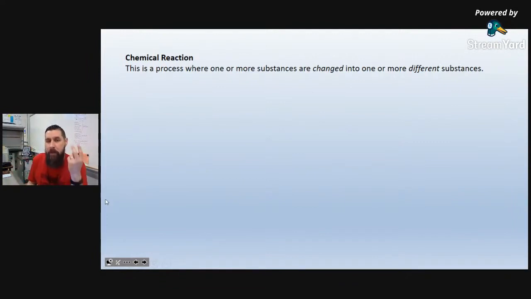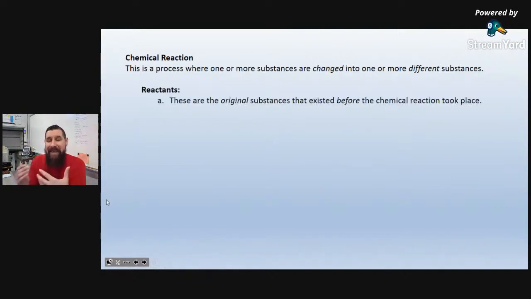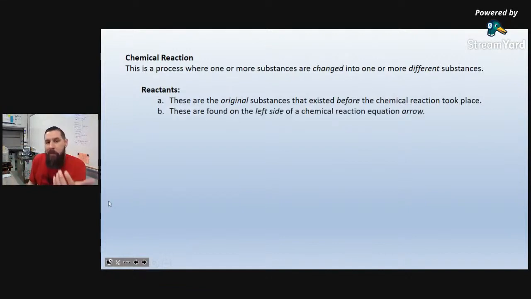And a chemical reaction is composed of two parts. The first of those are your reactants. These are your original substances. This is what exists before they undergo a chemical change. Within a reaction equation, these are going to be found on the left-hand side of that reaction equation. Within the reaction equation, there's an arrow that we read as yields or goes to or produces, and reactants are always going to be found on the left side of that arrow, unless you're talking about a reversible reaction, but we're not going to be talking about reversible reactions in this video.